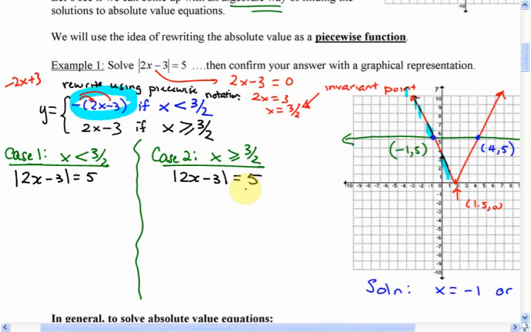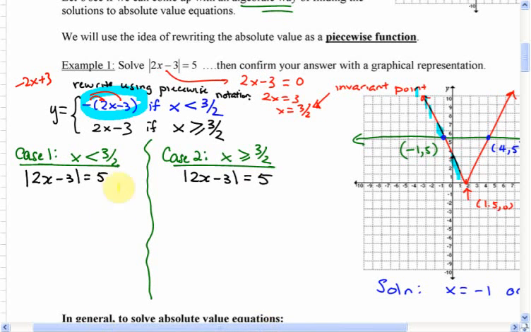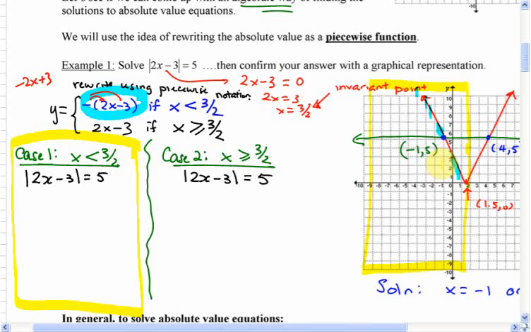Now, let's do the case on the left first. Visually, I'm going to try to connect this to the graph. Which part of the graph am I looking at right now? I'm looking at this part right here. Can you see?